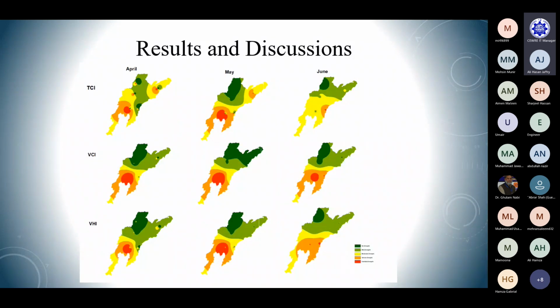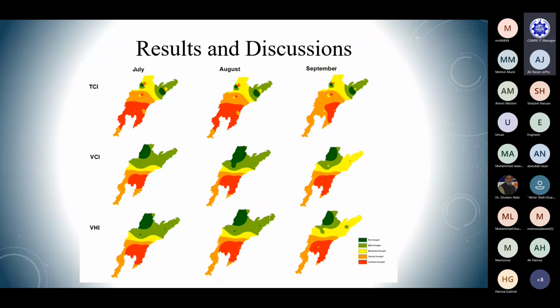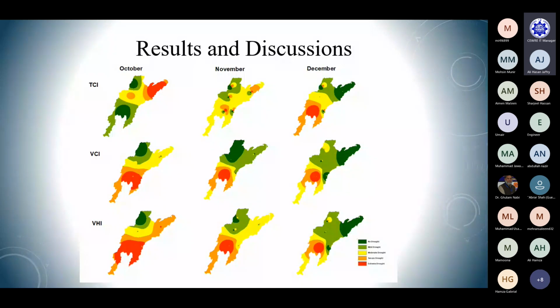In July, August, September and October, the TCI showed mild drought and no drought conditions, while VCI and VHI showed no drought. In November and December, the TCI showed no drought, while VCI showed moderate drought, while VHI showed mild and no drought respectively.